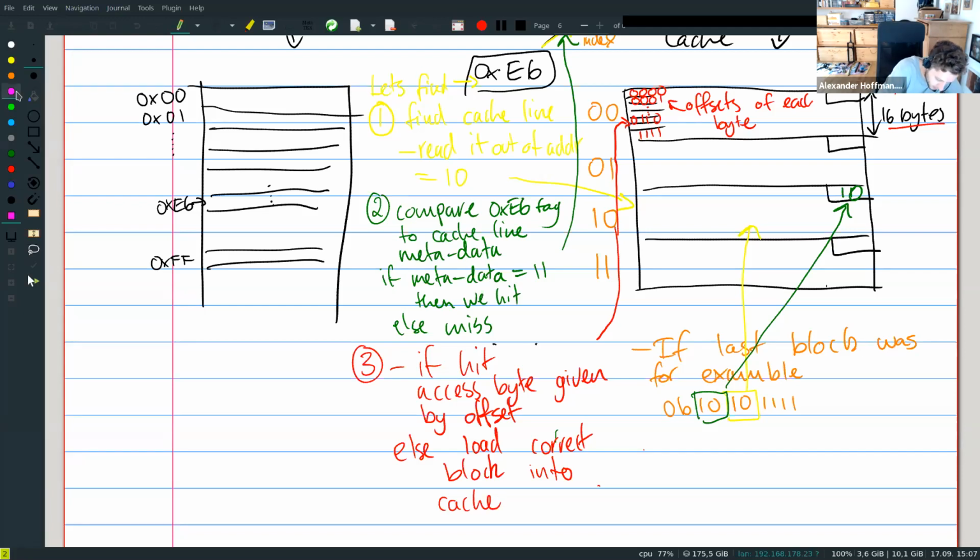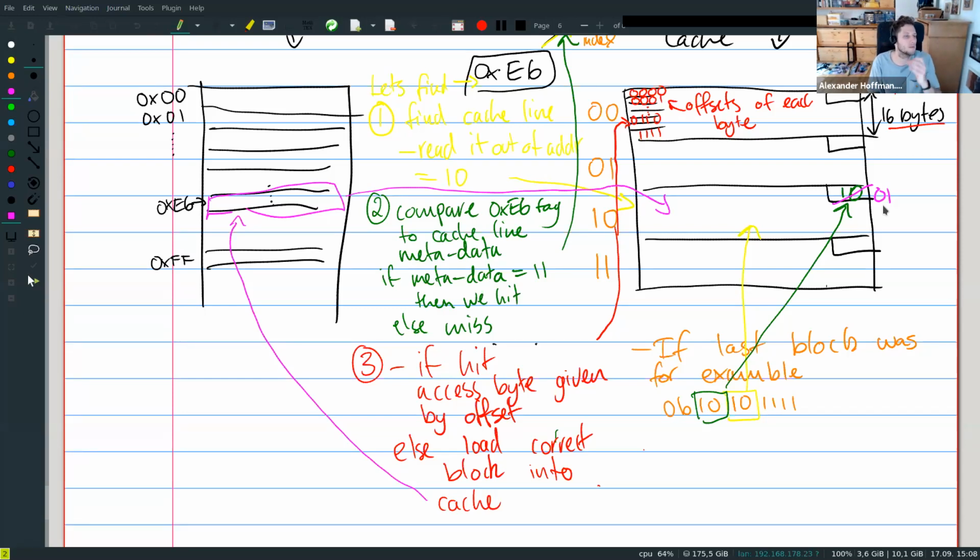And this would mean that we would go from memory and take him, and we would put him into the cache line, and then we would set the tag to be the correct one, which was 01. So the next time we went around, if we wanted to access the same block twice in a row, now we'd have the correct tag in our metadata and we would get a hit.